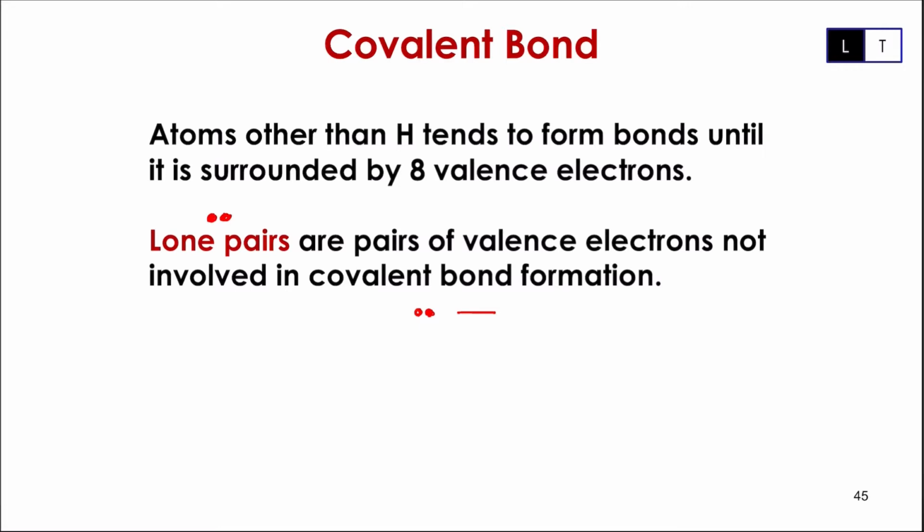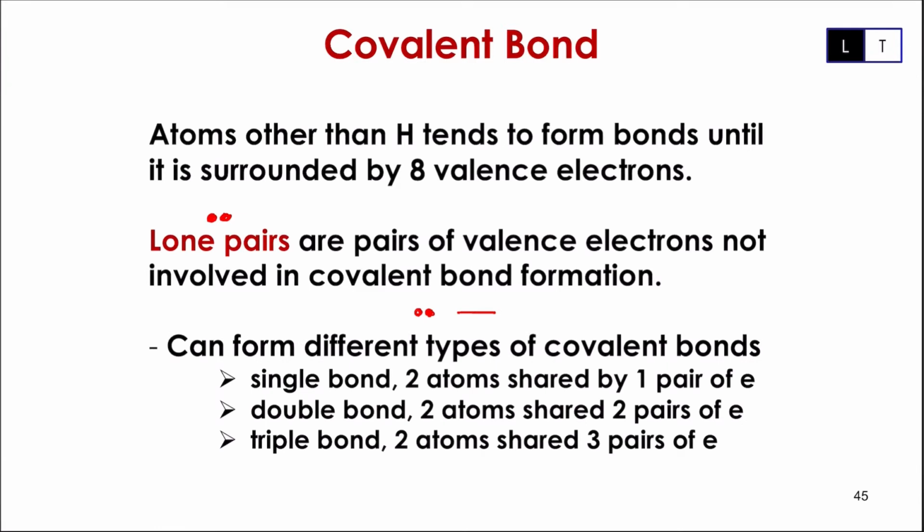So kita kena faham, covalent bond forms different types. Dia ada 3. Single bonds, double bonds and triple bonds. So macam mana kita nak faham for this part? Let's go one by one.